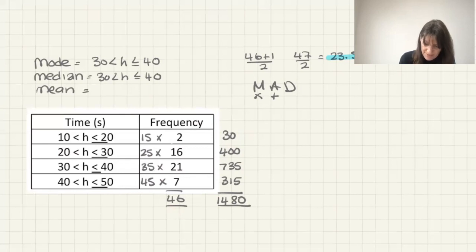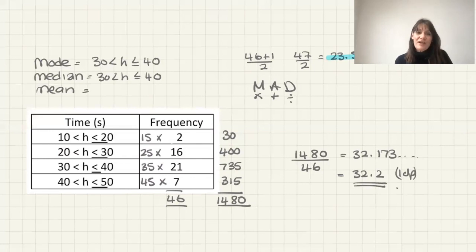So now I'm at my divide stage, 1480 divided by 46. And you've got 32.173, on it goes. So 32.2, correct to 1 decimal place. And if you got that right, really well done. Lots going on. Okay, so we're going to move our attention now to the complex mean style questions.